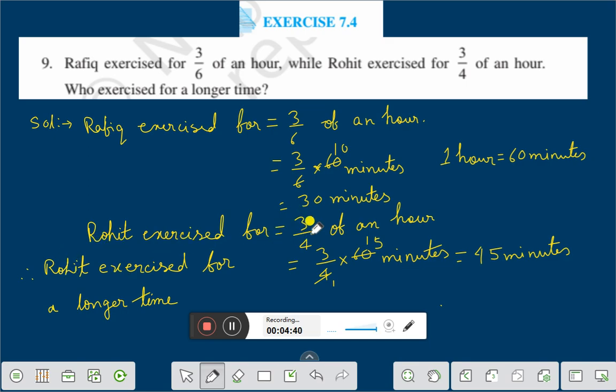Rohit exercised for 3 by 4 of an hour and 1 hour equal to 60 minutes. Therefore, 3 by 4 into 60 and 4 15 is 60, so 3 into 15 is 45 minutes. That means Rohit exercised for 45 minutes and Rafik exercised for 30 minutes. That is, who exercised for a longer time? Therefore, you can say that Rohit exercised for a longer time.